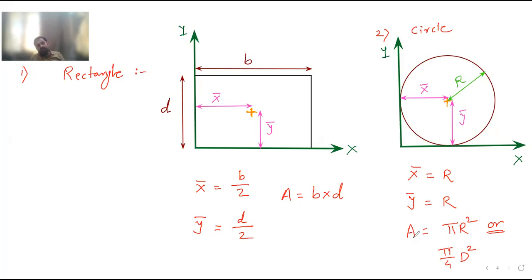And what are we measuring? We are measuring the distance of the centroid of the figure, and we calculate x bar and y bar. Why do we need x bar and y bar? Because to locate that centroid, we need its ordinates, and we get those ordinates from x bar and y bar.